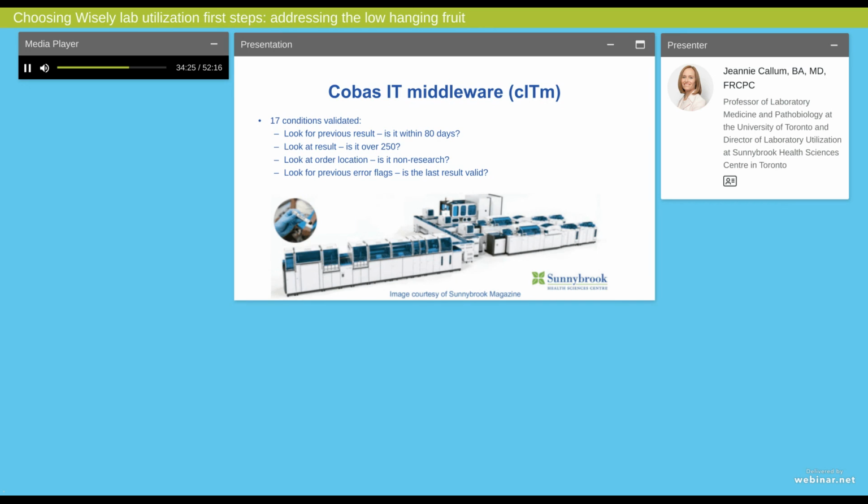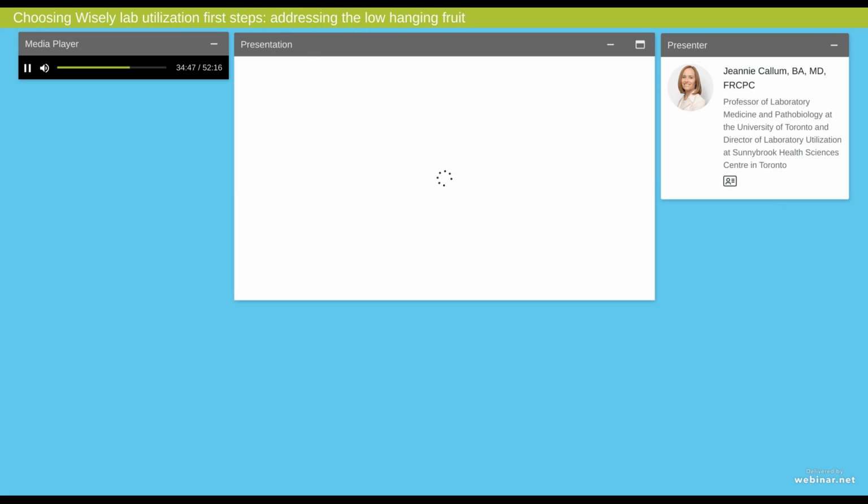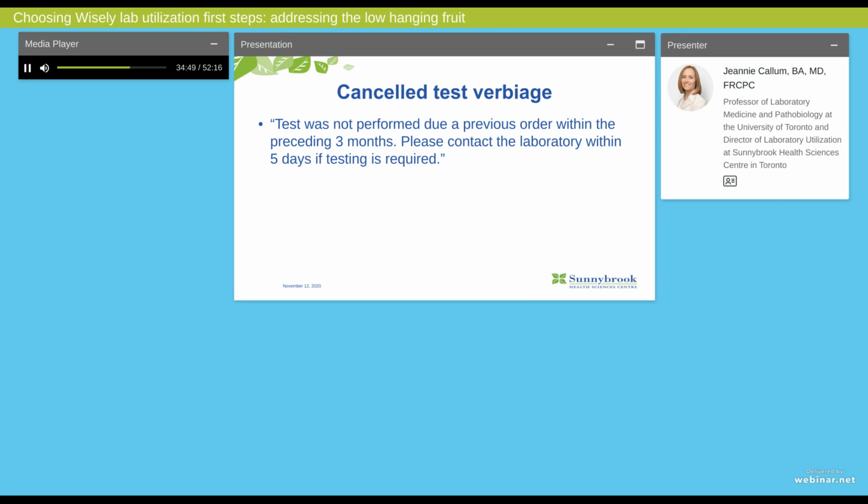We looked at the ordering location, making sure it's not being ordered by research. If for some research program, say the neurology research program, they need a B12 done on patients, they're paying for it, they can still have it. And look for previous error flags. Maybe the previous result wasn't valid, and so they're reordering it to try and get a valid result. And so there were all these different conditions, so we made sure that we canceled the right test, but didn't cancel tests that actually need to be done.